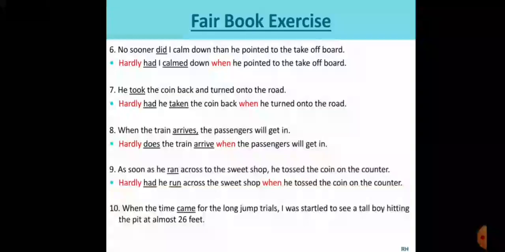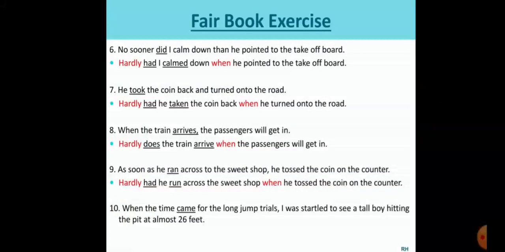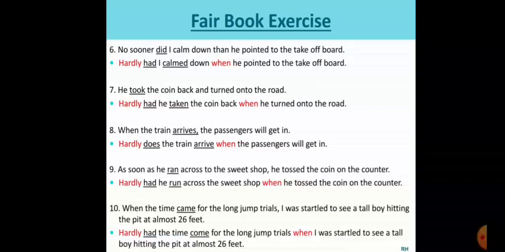Next, when the time came for the long jump trials, I was startled to see a tall boy hitting the pit at almost 26 feet. Now here the word came is in the past tense, so again we will have the word had. So hardly had the time come. Came will become come. Come for the long jump trials, the comma will be replaced with the word when. So when I was startled to see a tall boy hitting the pit at almost 26 feet.